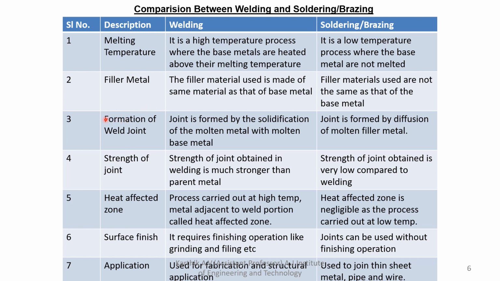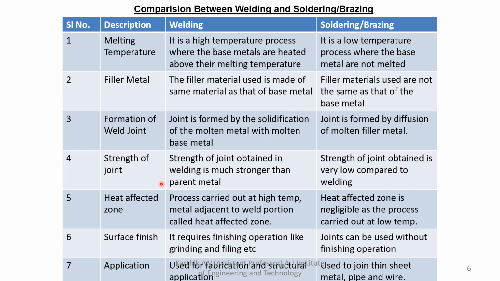Strength of joints. The strength of the joint is very high in welding, and in soldering and brazing the strength of the joint is very less. Next, heat affected zone. Very high heat is supplied for welding joints, and less heat is supplied for soldering as well as brazing.